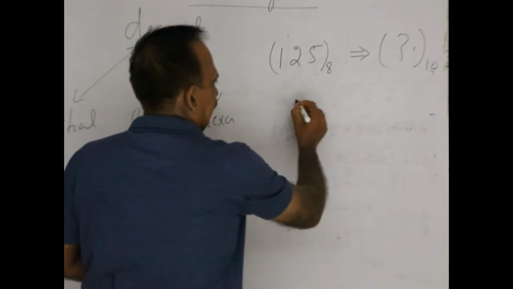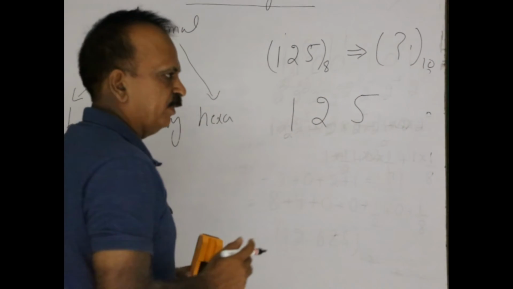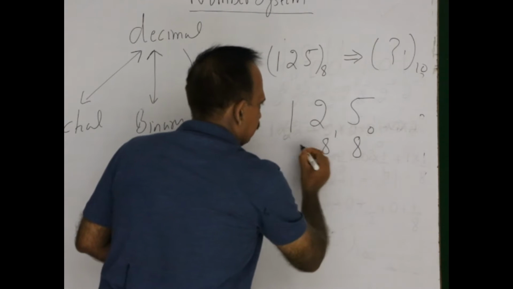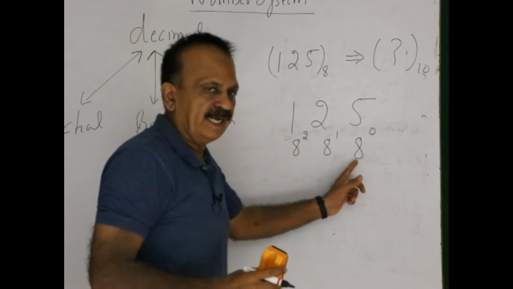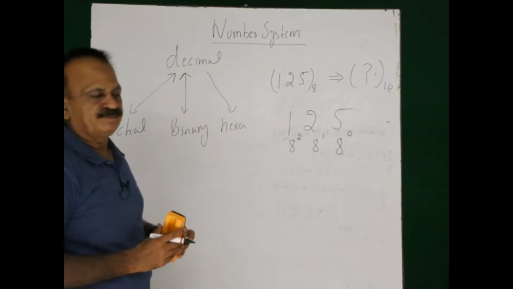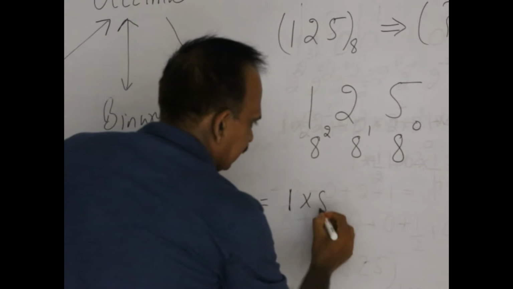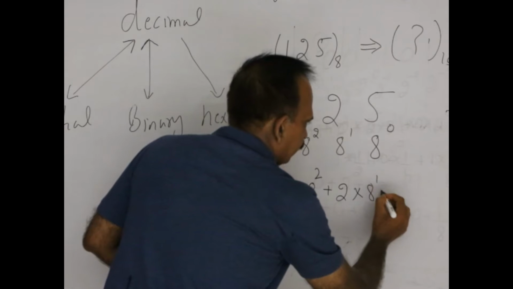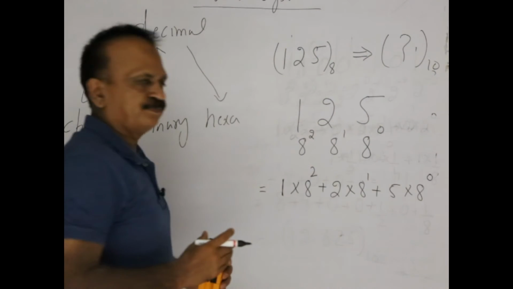A similar method as binary to decimal, it is 125. I will be using base 8: 8 raised to the power 0, 8 raised to the power 1 and 8 raised to the power 2. Why did I use 8? Because the base of the octal number system is 8. Then I multiply the octal digits with 8 raised to the power 2, 8 raised to the power 1, and 8 raised to the power 0.